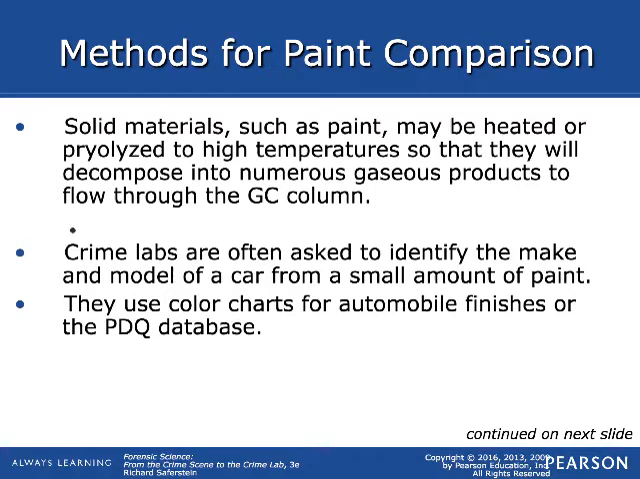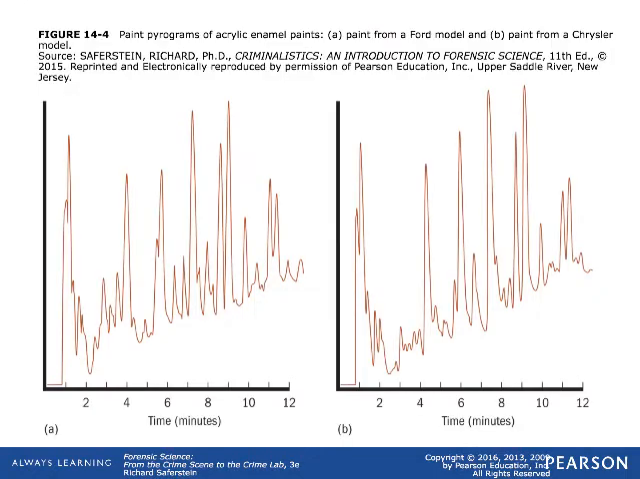Crime labs are often asked to identify the make and model of a car from a small amount of paint, so they can use color charts for the different finishes and compare them. And then there are some databases that will have what you're looking for, so you can compare the graphs that you get out of the GC. The pictures, I remember in organic, can be kind of tricky to read, but what you're doing is trying to compare and see if the graphs are similar.